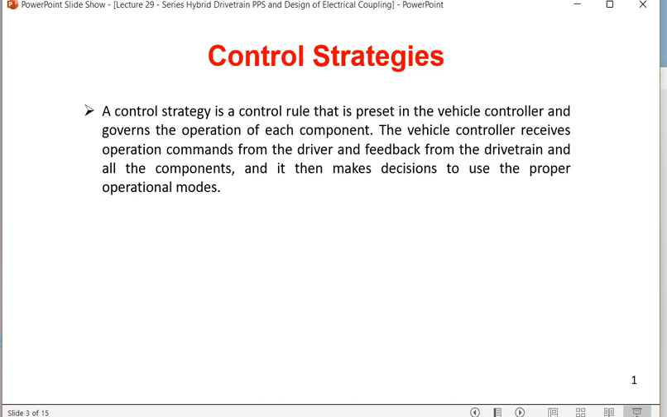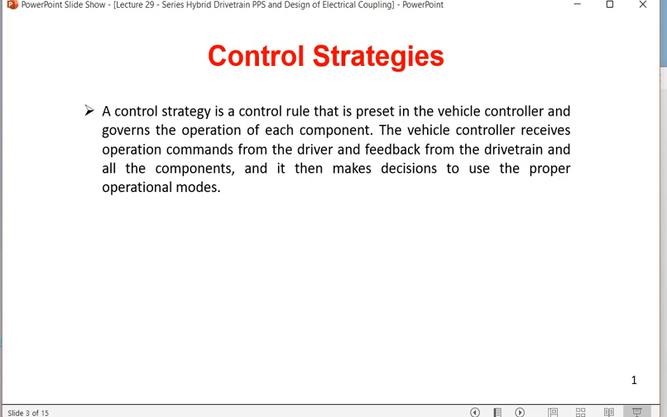After the electrical coupling, the combined electrical power is given to the electrical motor. The motor is controlled by a controller. That motor controller is supervised by the overall vehicle controller. The output of the motor is given to the transmission system, and then the mechanical power goes to the wheels. So all these components and their operations are specifically controlled by this PPS control strategy.